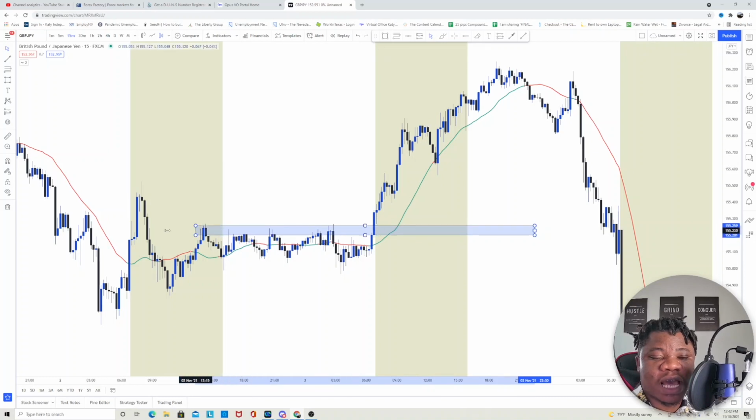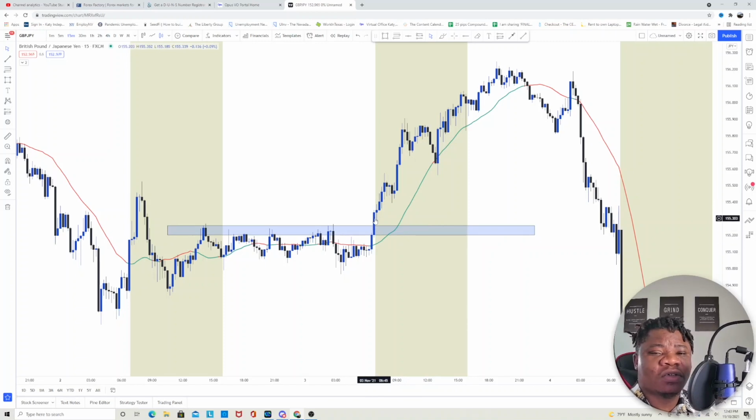Now that we have our high figured out, we've identified our high. Now what we're waiting for is we need this simple moving average to turn green. Once we have that confirmation, we're waiting for price to break and close above our previous high, or you can call it above our previous resistance zone.